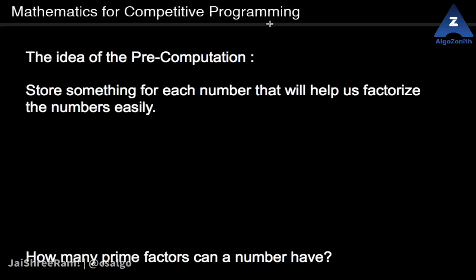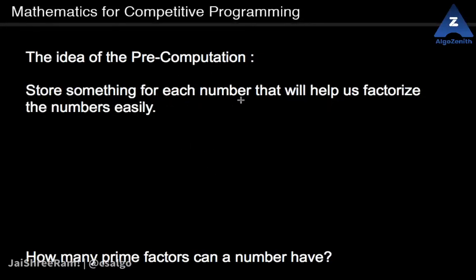To solve this particular problem, we will use the idea of precomputation, that for each of the numbers we will try to store something that will help us to factorize the numbers very easily. We will try to store something that will help us to solve it very fast. This is the whole idea of precomputation.